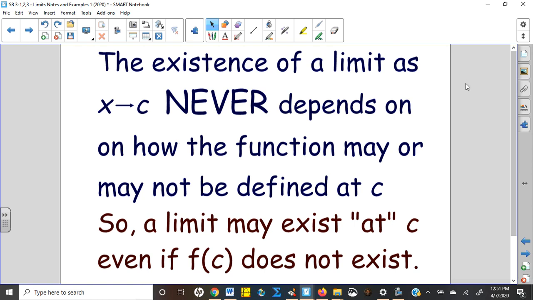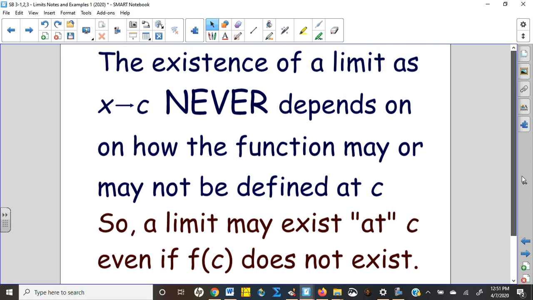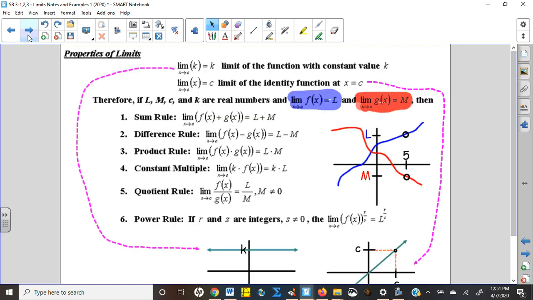The existence of a limit as x approaches c never depends on how the function may or may not be defined at c. The limit may exist at c, even though f of c itself does not exist, like with the hole. Okay, now does this happen every time the limit doesn't exist at a point, or the function doesn't exist at a value? Absolutely not. We're going to see some cases where there's big problems.